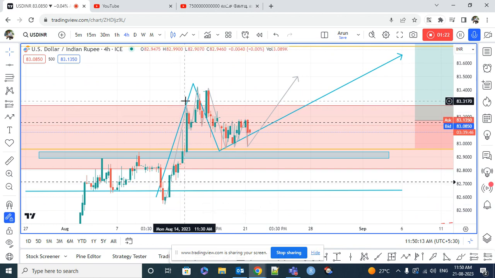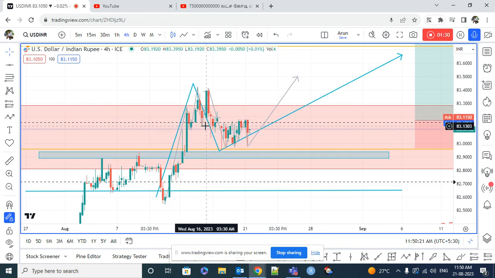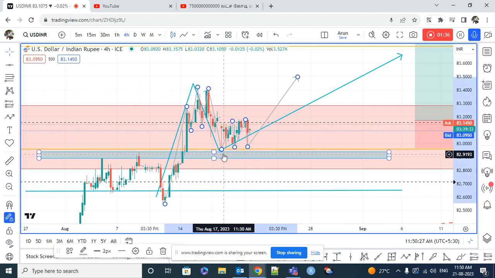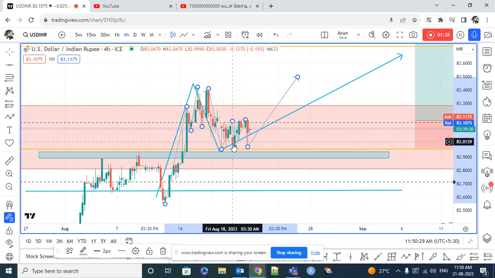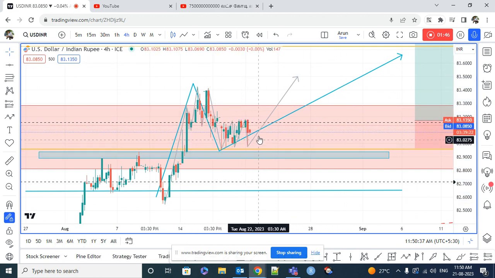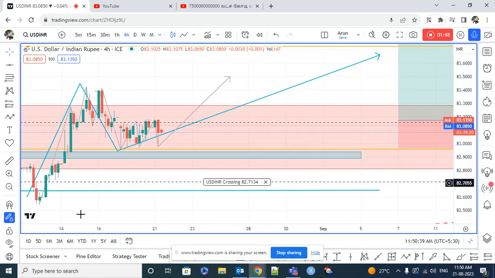If you see low, high, higher low, higher high, this is a previous low, previous high, then this low has broken here, so then it becomes a lower low, then lower high, then previous low, previous high, then previous low. So more or less this structure here looks like a range bound market.